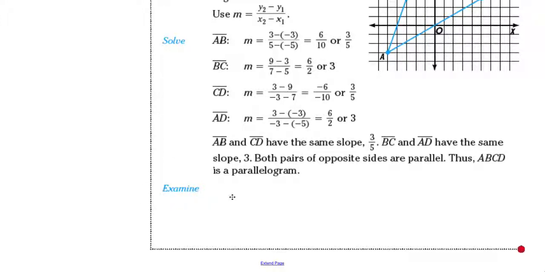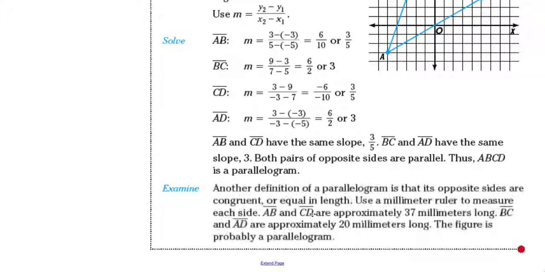Okay, so to check our answer, another definition of a parallelogram is that its opposite sides are congruent, or equal in length. So we use a ruler to measure segment AB and segment CD, and they're approximately 37 millimeters long. BC and AD are approximately 20 millimeters long. So the figure is probably a parallelogram. Okay, let's take a look at example 2.